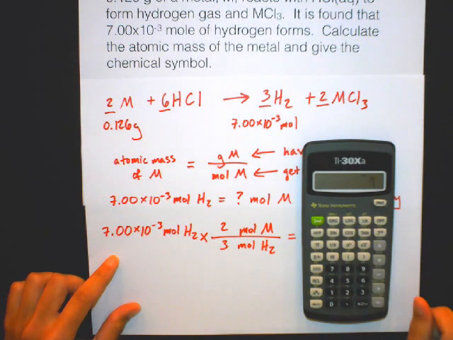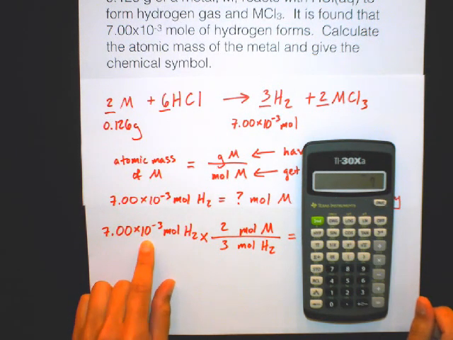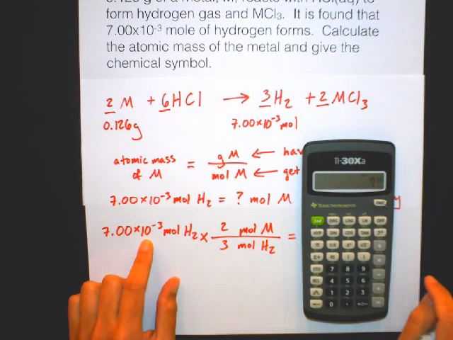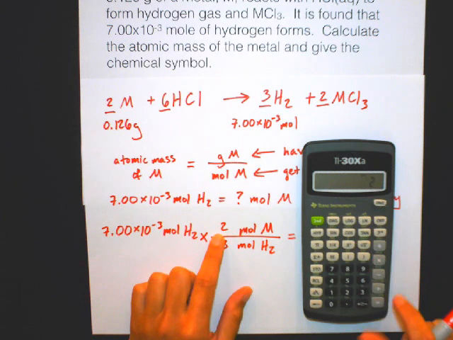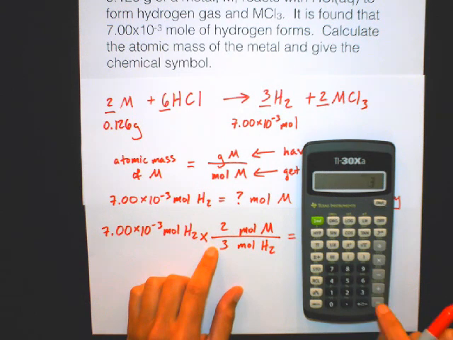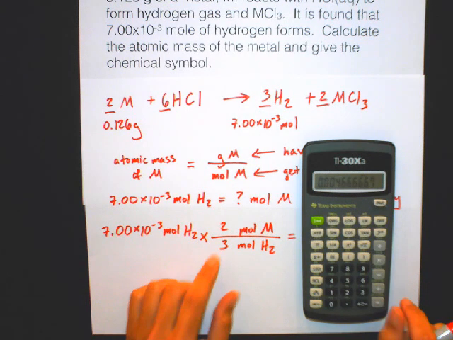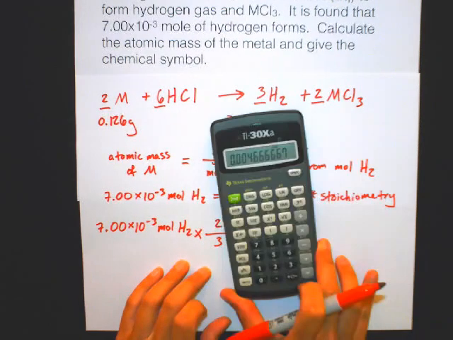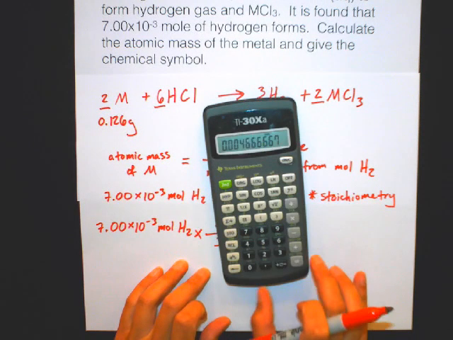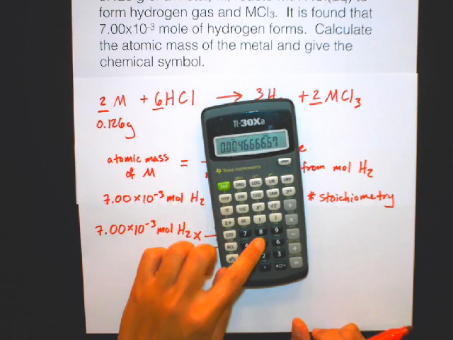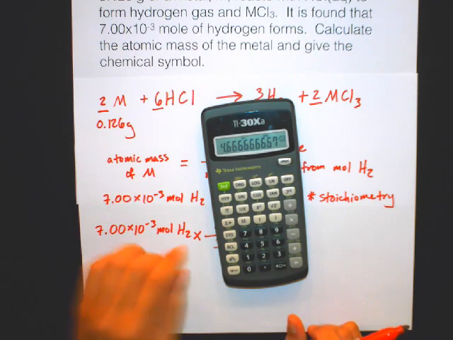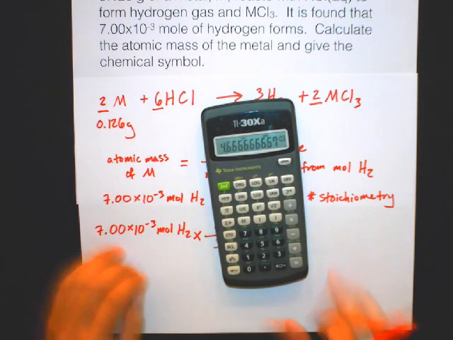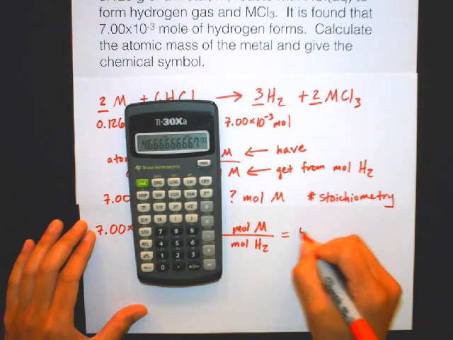And then remember, when we're typing this into the calculator, 7 times 10 to the negative 3, we can use the EE button. So 7 EE negative 3 times 2 divided by 3 equals. If you want to convert that to scientific notation, remember you can do second 5, and it'll switch it. And then the little number there means times 10 to the negative 3.